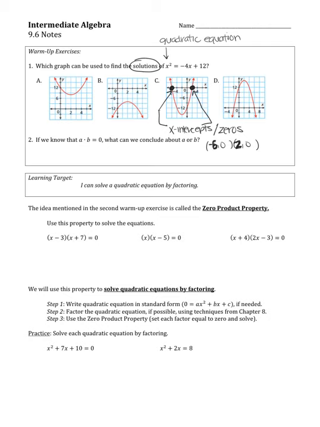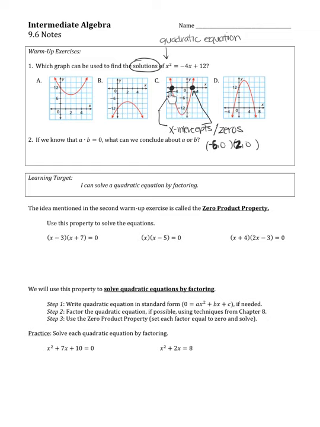9.6 is all about remembering that finding the solution to a quadratic equation with an x squared, or solving for x, is the same thing as finding the x-intercepts on a parabola, which is the same thing as finding the zeros, which is when y equals 0. Saying that one more time, solving for x, what does x equal that will make this true in a quadratic equation, is the same thing as finding the x-intercepts, or the zeros, on a parabola.